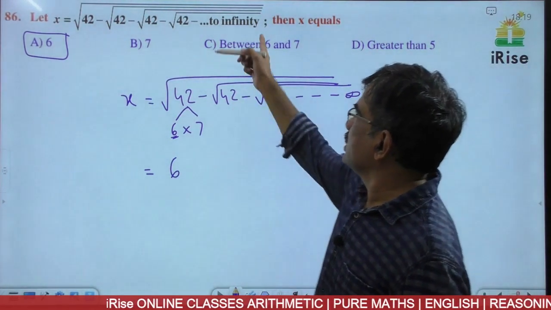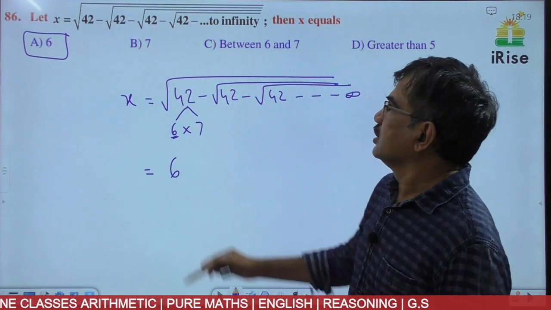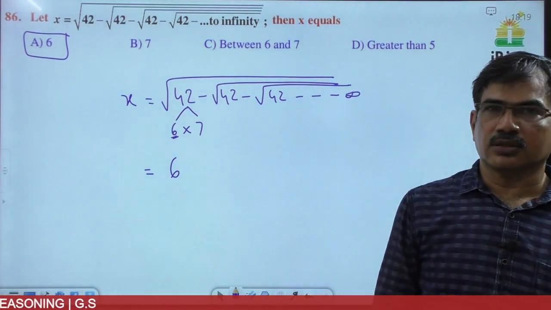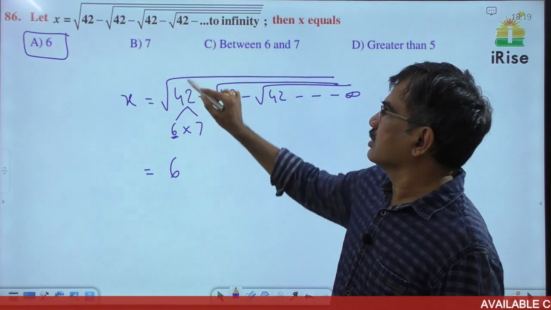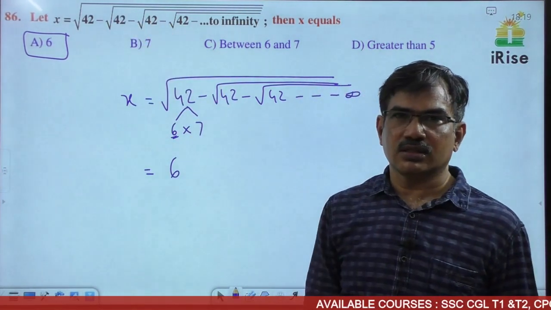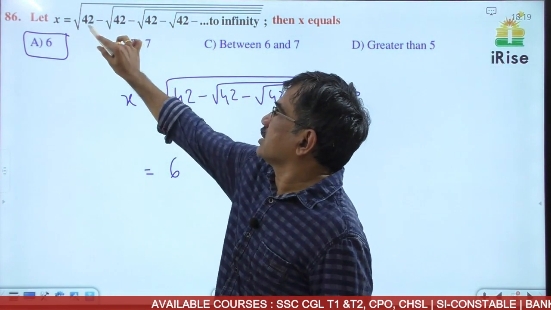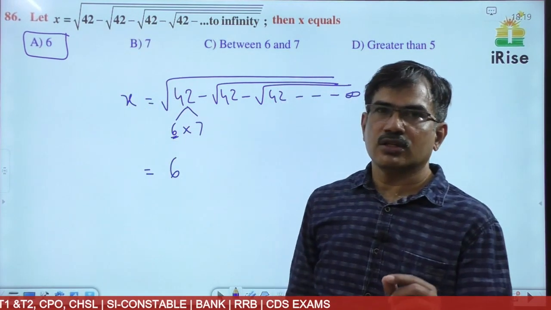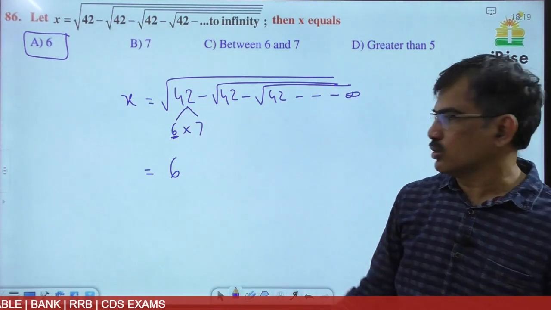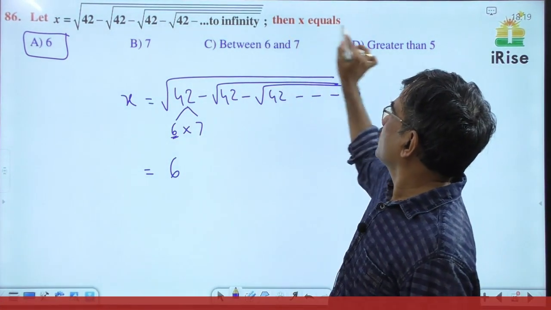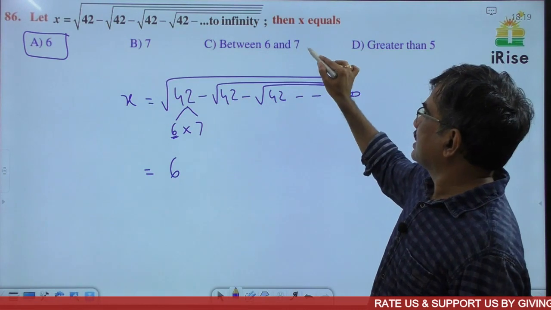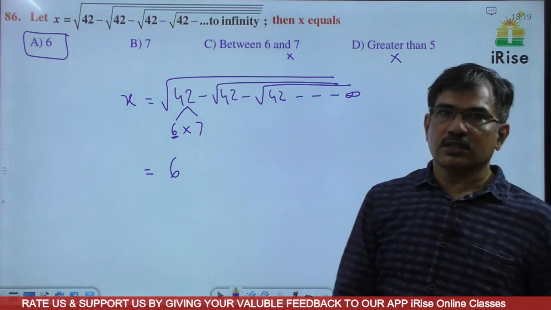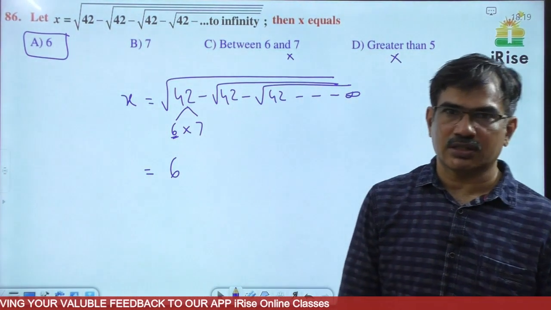Actually, the value is less than 6, please. If this is subtracted, then this value is nearly 42, meaning it is more than 6. If it is more than 6, 42 minus 6, that means the value of this lies between √35 and √36, which is equal to 6. Actually, the question should say approximately equal to 6. Between 6 and 7 is wrong. Greater than 5 is not correct. Between 5 and 6 is given, that is also correct.